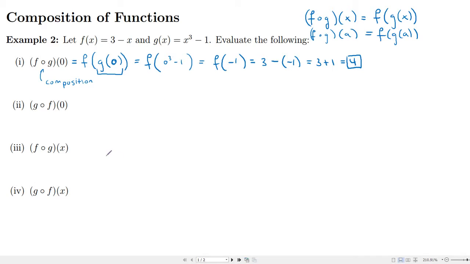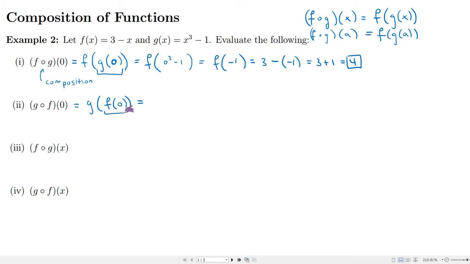Okay, so g compose f evaluated at 0. Now, you know how above we saw that addition was commutative. You know, multiplication is generally commutative as well. But composition, we're going to see, is this commutative? Well, let's see what happens. So g compose f of 0.